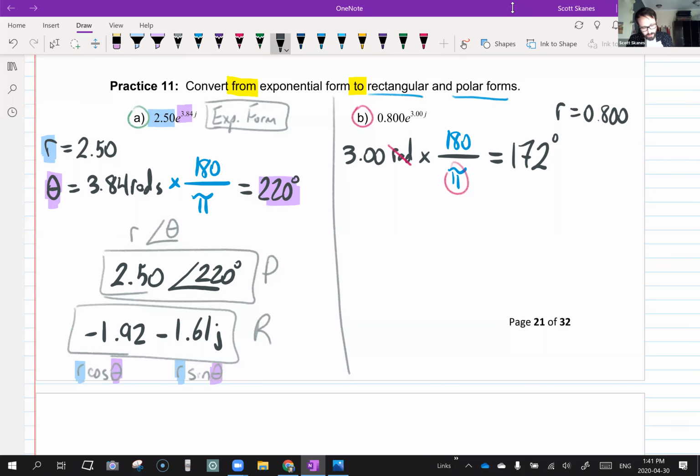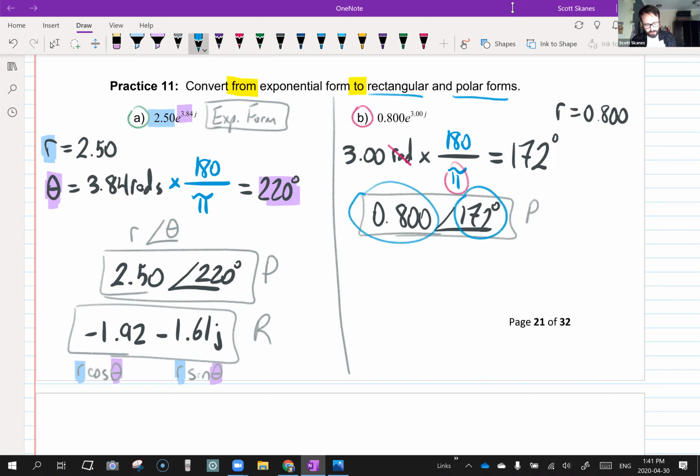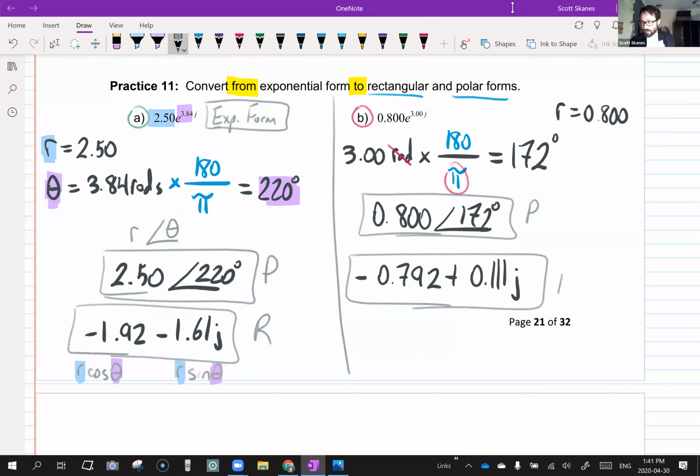So I'm going to say 172. That's degrees. We can take polar form directly from that: 0.800 angle 172. Done. That's our polar form. All we need to do now is 0.800 cosine of this, which I got negative 0.792, and I got 0.111 J. So that's not what everyone got. Ibrahim got that. Excellent. Tahia, you got that. Abdo, you had an issue, but did you figure out what your issue was?